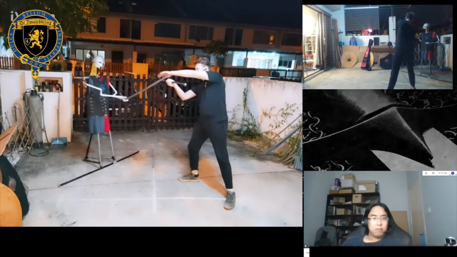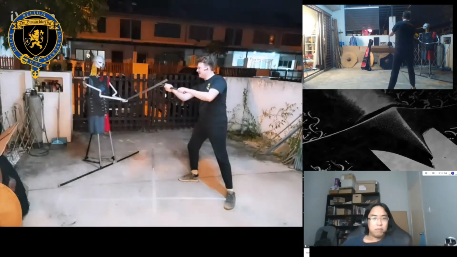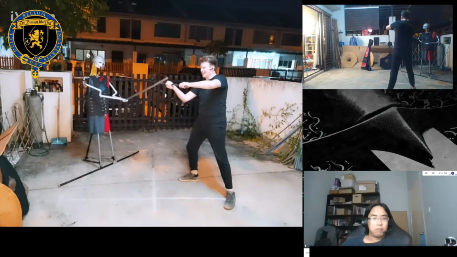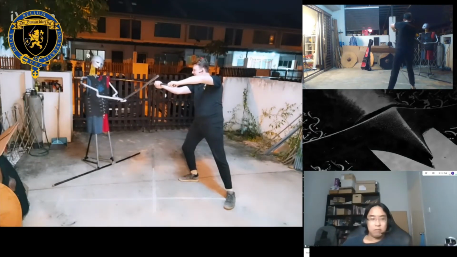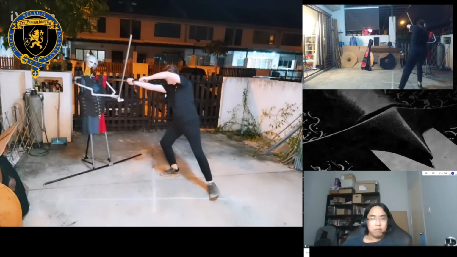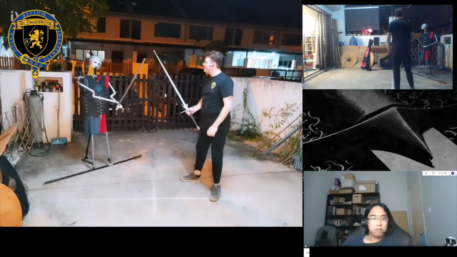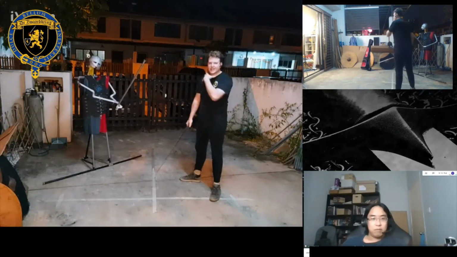At this point, the tip of his sword is very close to my crossguard. And this gives me the leverage against him to push his sword aside and thrust in, in his chest and neck and face area.